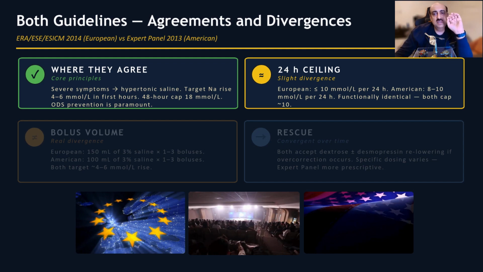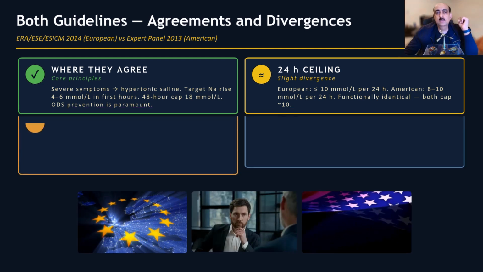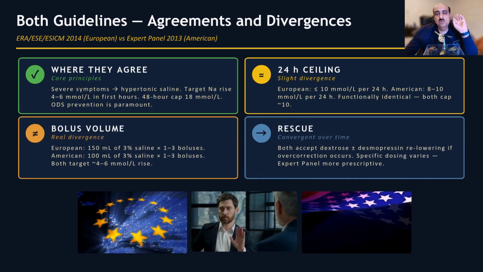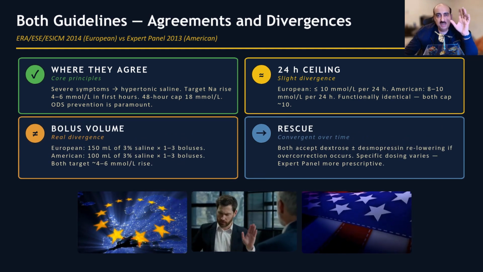Now, this is the key thing. In the 24-hour ceiling, they diverge very slightly. To be honest, it's more academic. The European guidelines cap the correction at 10 millimoles, while Americans give a range of 8 to 10 millimoles. So functionally and practically, both are identical to deliver at the bedside. And the key divergence point comes for the bolus volume. And that is probably the main difference between the two.